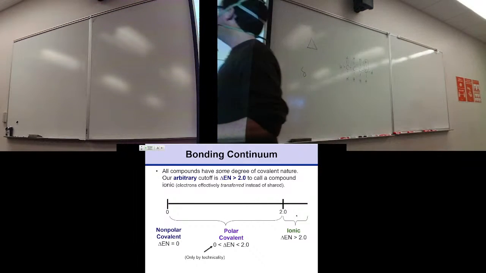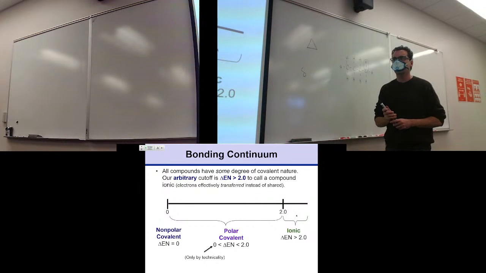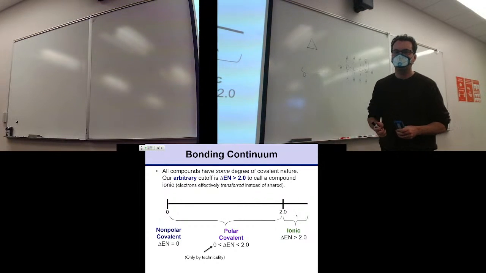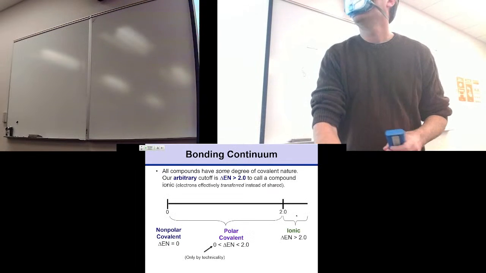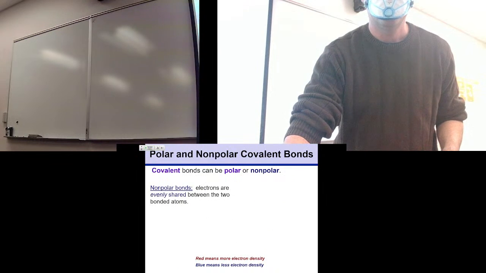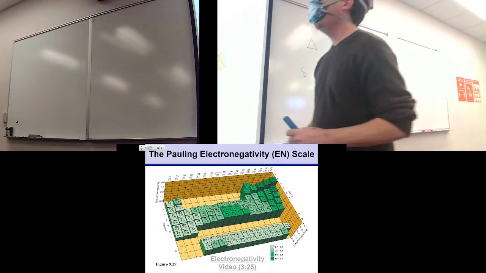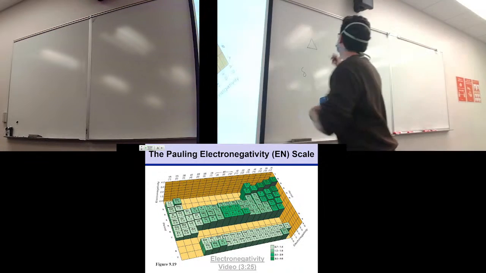But what happens if you match up two atoms that have a difference in electronegativity greater than 2? An example might be, let me see. Well, let me go back a little bit. Here we go. Let's match up potassium with fluorine, K and F.